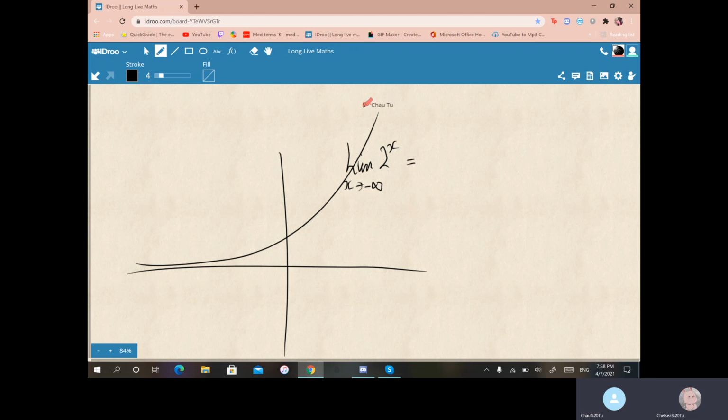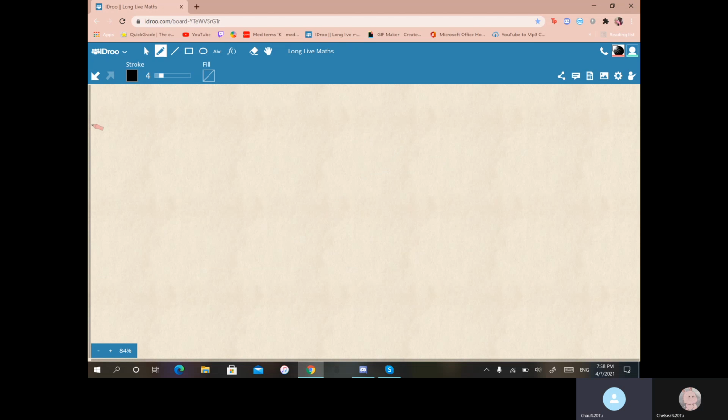So you could imagine you're walking on the graph, and as you head towards negative infinity, can you see you're actually heading towards a height of 0. So we said the limit is actually 0. Okay, Chelsea?